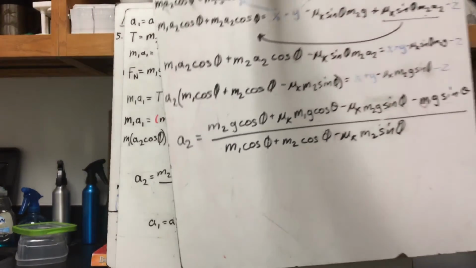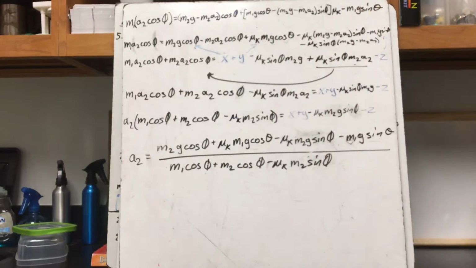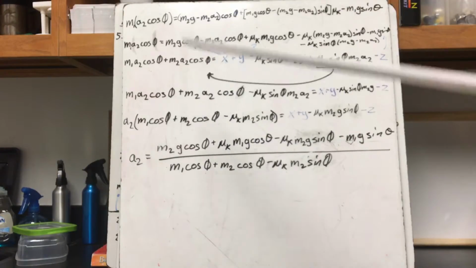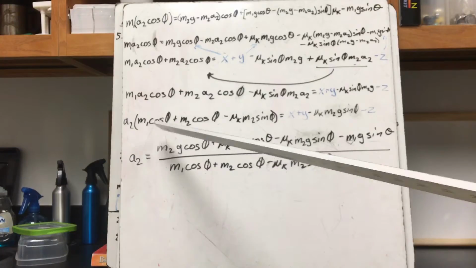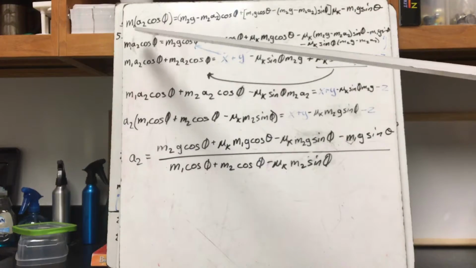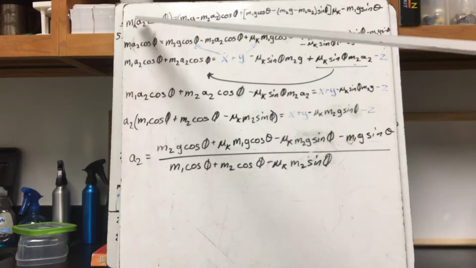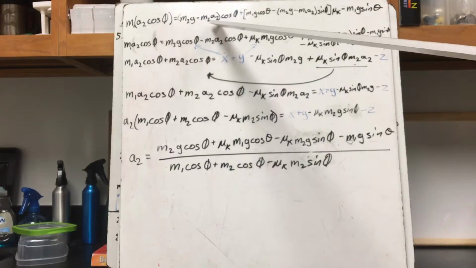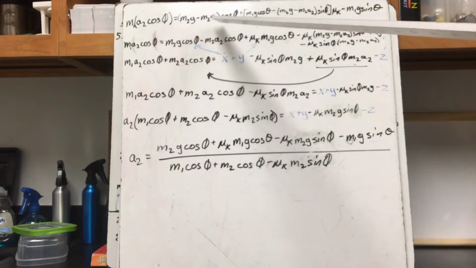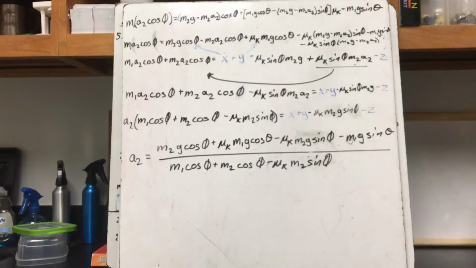Okay, so this mess over here, I will try to explain it. If you already have this, you don't have to keep watching. I'm just going to explain to those that had trouble getting this expression. So we left off with m1 a2 cosine phi equals m2g minus m2 a2 and the rest, right?